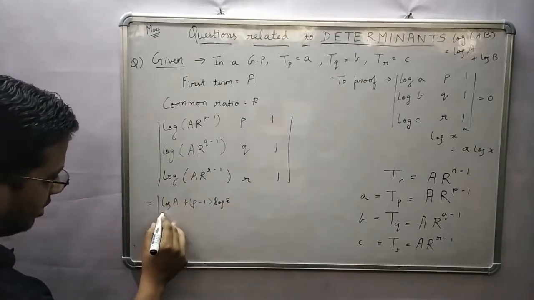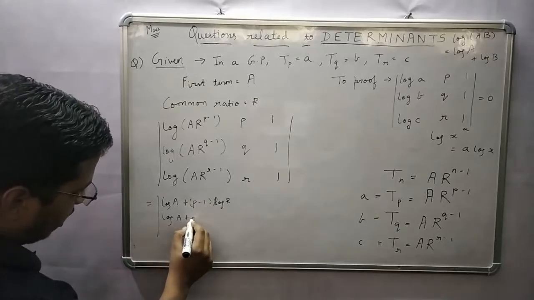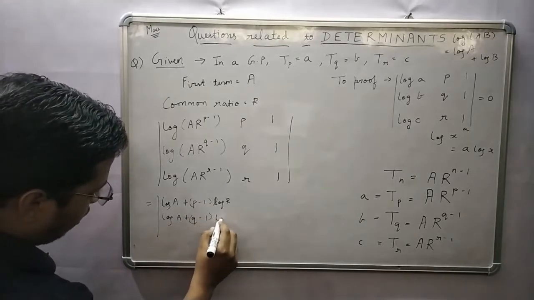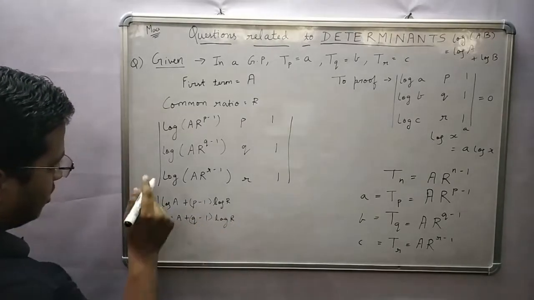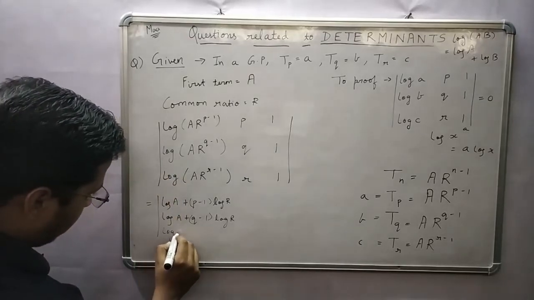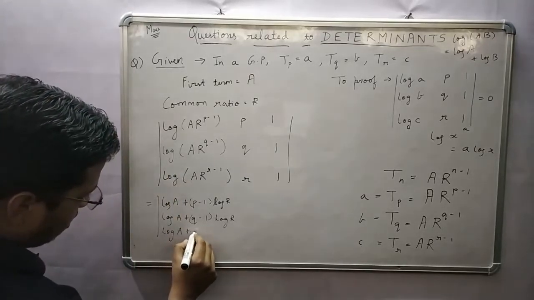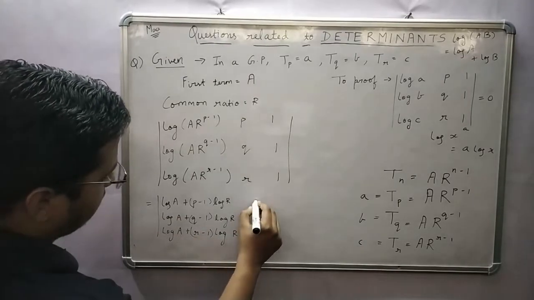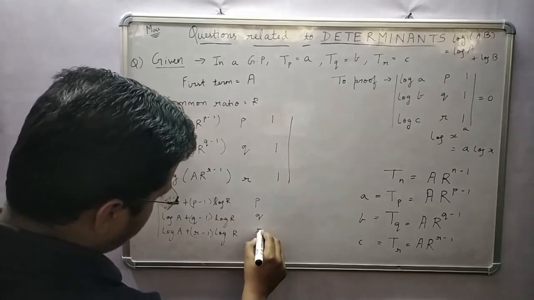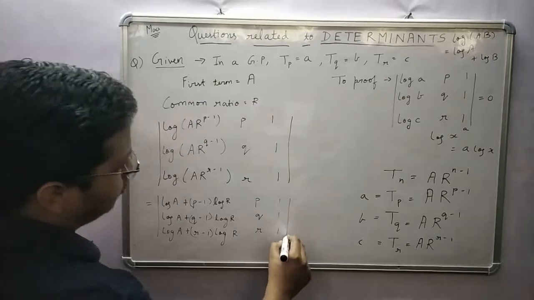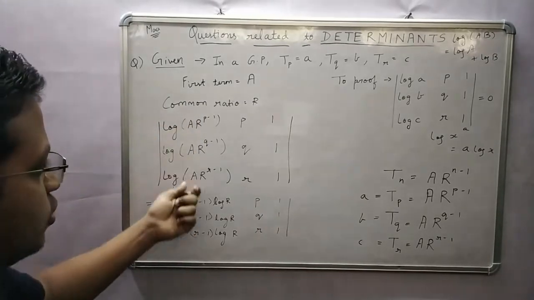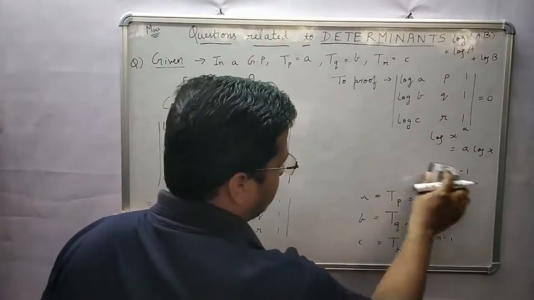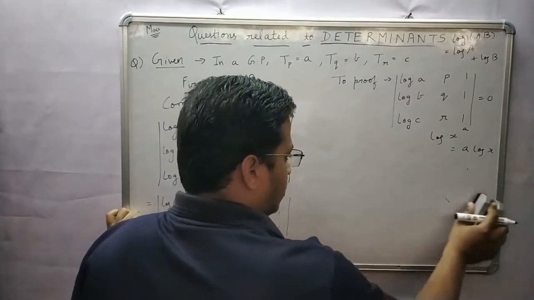Similarly the second one will become log A plus Q minus 1 log R. This one will become log A plus R minus 1 log capital R. Then everything as it is, small p, small q, small r, 1, 1, 1. Alright, we have just used the basic properties of logarithm till now.